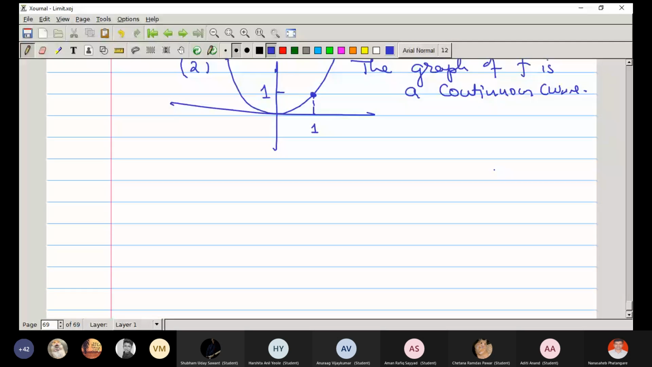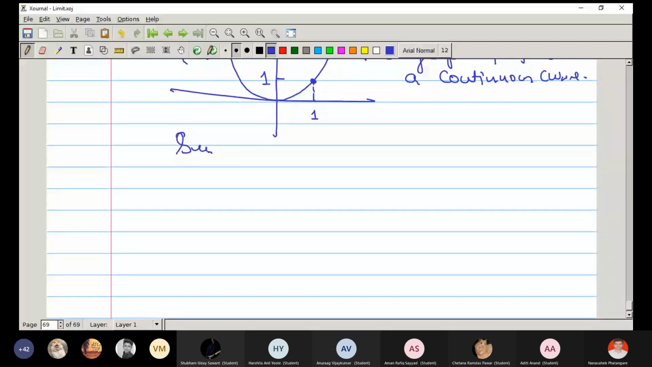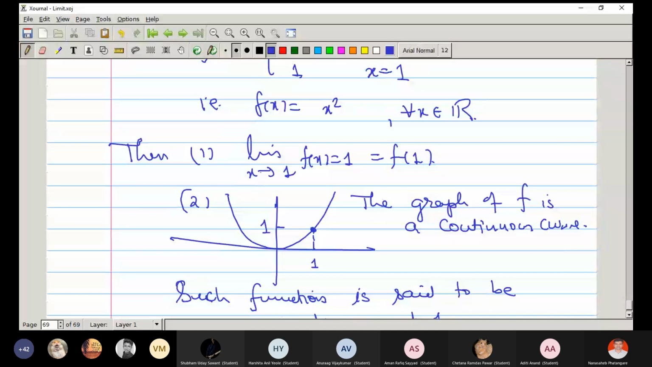So such a function is said to be continuous at 1. Now we say that this function is continuous at 1.